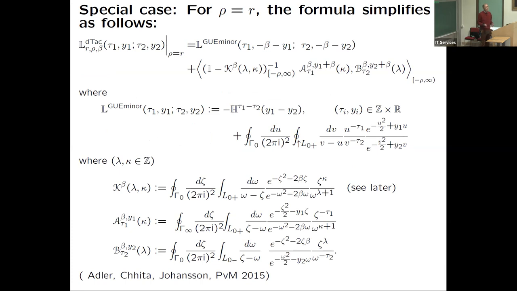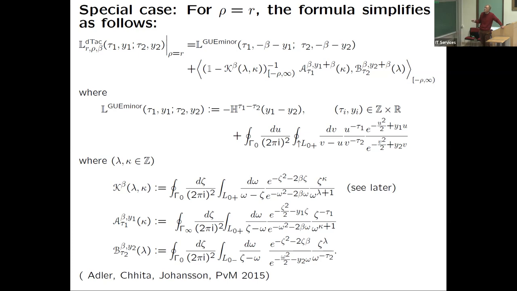As I mentioned to you, when rho is equal to r, if you take those two cones, it captures all the dots, so it is likely that the formulas simplify a lot, and indeed they do. You can write them down as the Dewey minor kernel that you saw before, plus a perturbation which is given by an inner product of this, which is in fact a resolvent of that kernel k beta.